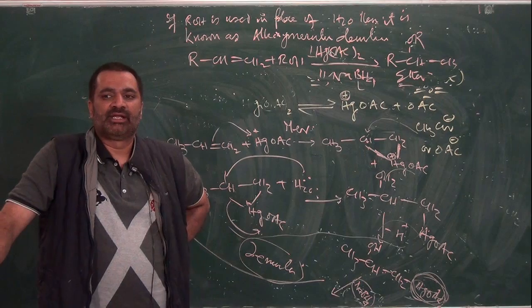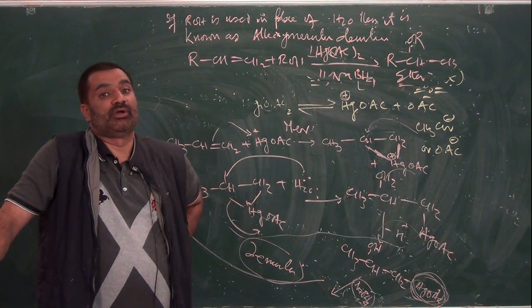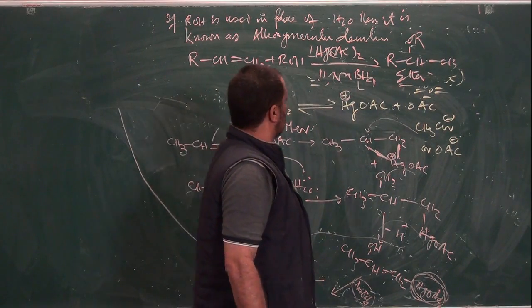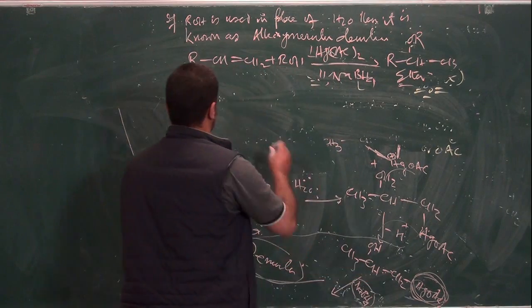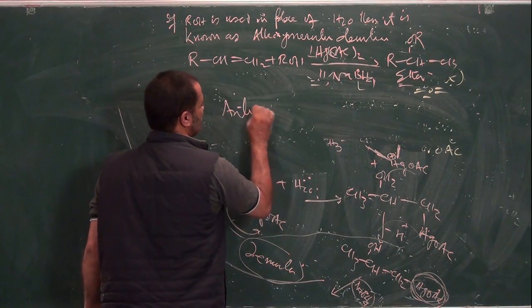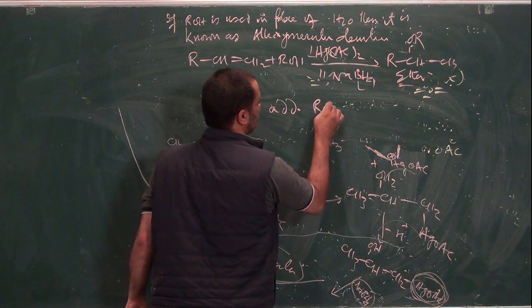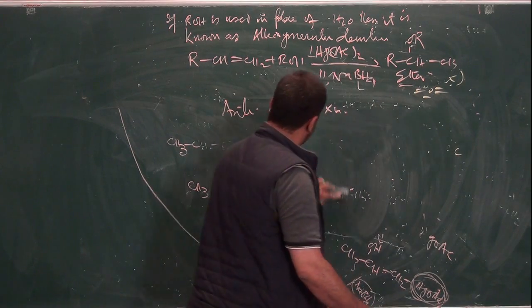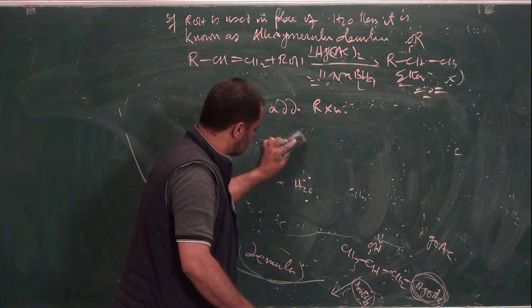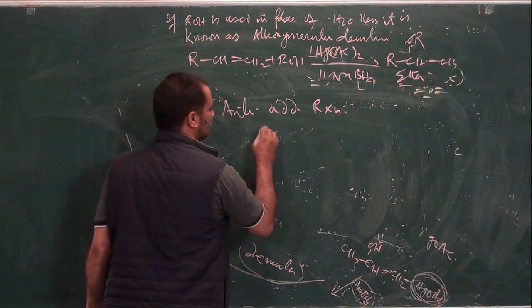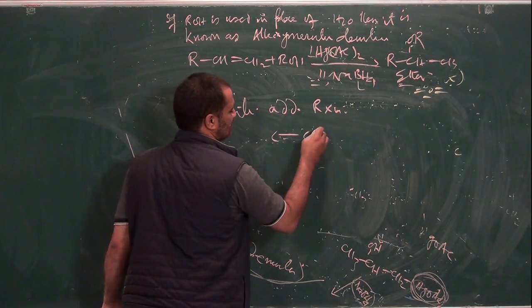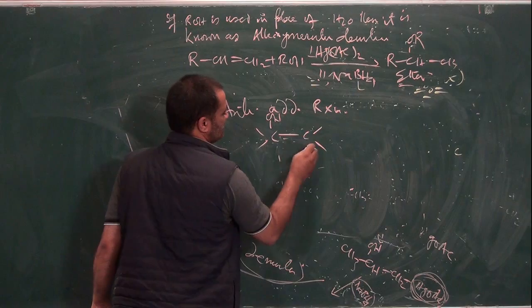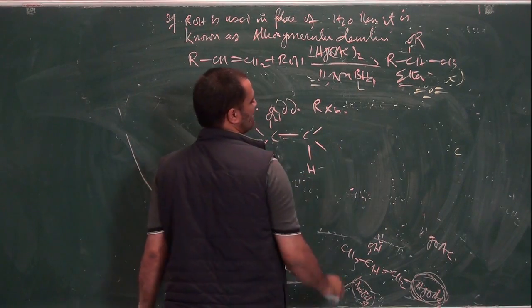Now, very important: addition of H and OH across the carbon-carbon double bond is anti-addition. In this reaction, the addition of water, that is H positive and OH negative, is anti to each other. So this is OH and this is H. So this is known as anti-addition.